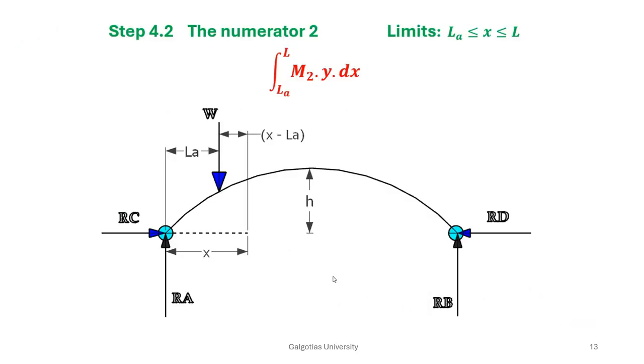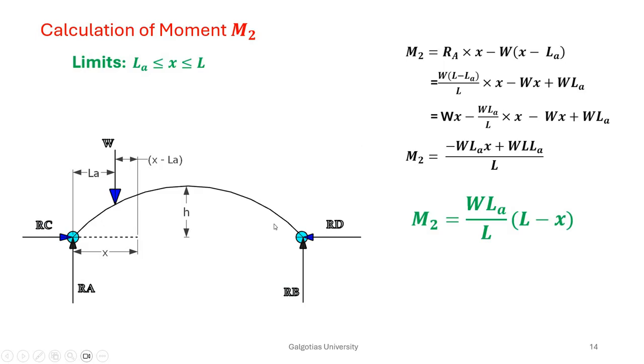Then we move on to the second term. Here you can notice that x has crossed LA, and so the limits are between LA to L. So the expression is m2 y dx. We will calculate m2. At this location x, you know that the value of m2 is RA times x minus w into (x minus LA). That's what is written here. Then you substitute the value of RA. After simplification, finally we end up with m2 equal to WLA by L into (L minus x).